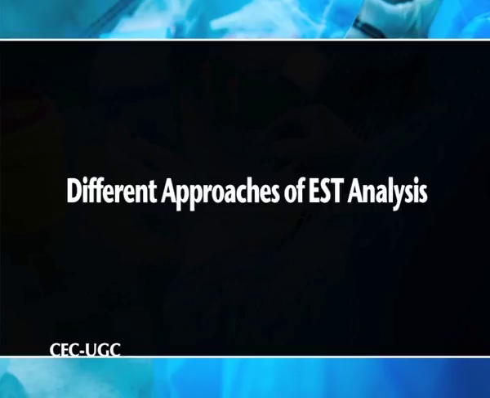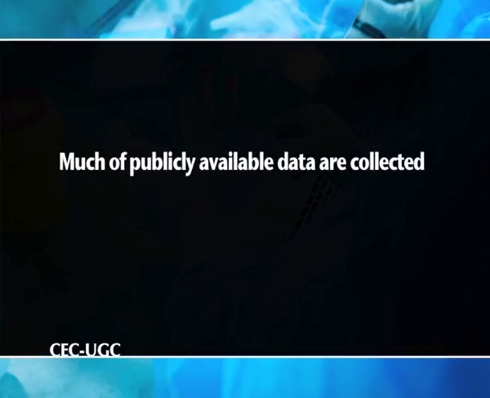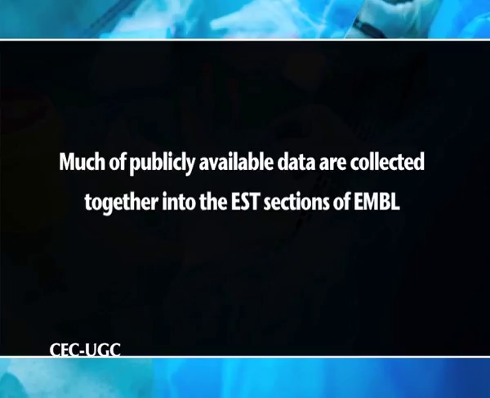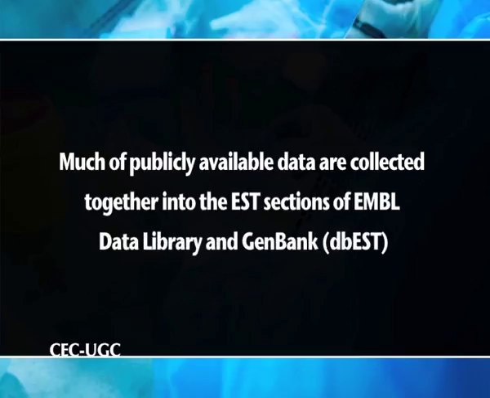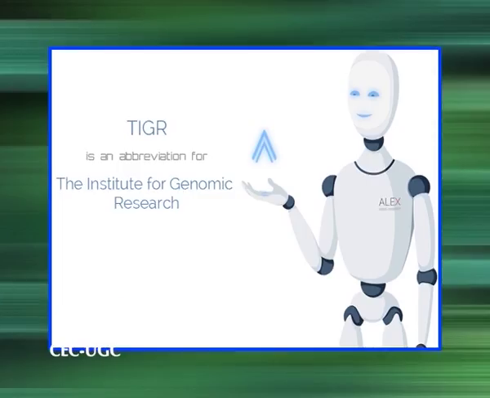Dear students, let's now talk about the different approaches of EST analysis. Various approaches to establish libraries of ESTs for scientific and commercial exploitation have been developed. There are three major sources of EST information. Much of the publicly available data are collected together into the EST sections of the EMBL data library and the GenBank dbEST. EST data is subjected to rigorous filtering processes prior to database submission owing to the poor quality of EST sequences. The Institute for Genomic Research (TIGR) provides detailed information on its protocol.